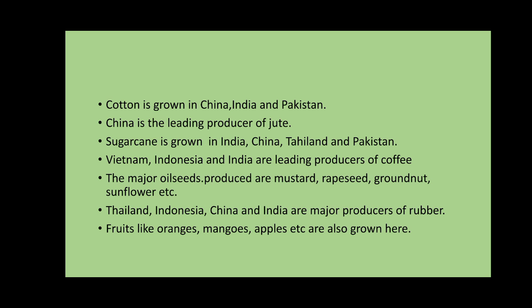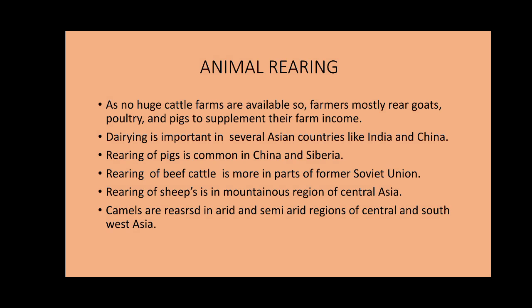The major oilseeds produced are mustard, rapeseed, groundnut, sunflower, etc. Thailand, Indonesia, China, and India are major producers of rubber. Fruits like oranges, mangoes, apples, etc. are also grown here. Then comes animal rearing.